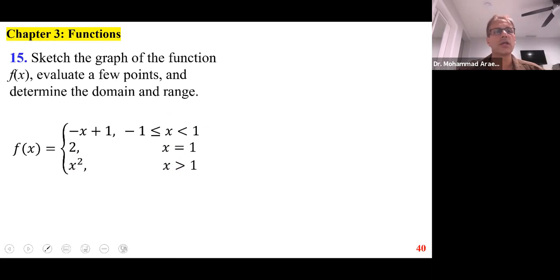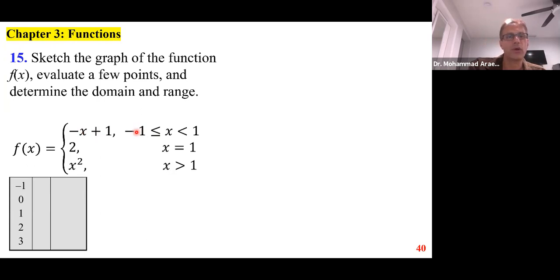We want to sketch the graph of a piecewise defined function that is defined as follows. What do we do? Well, we can pick up a few points. For example, -1. If I want -1, because of the equality, I've got to put it in here. And between -1 and 1, we are using this. So if I want 0, I'm going to also use this one.